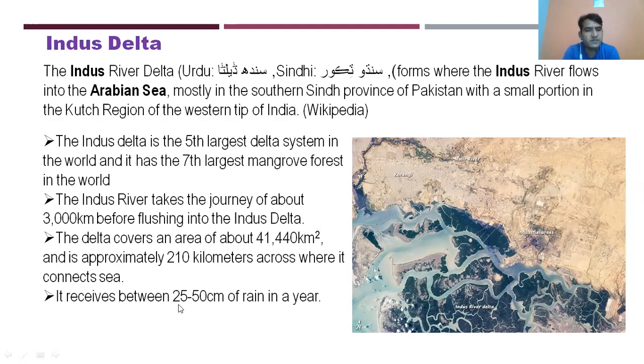So it receives between 25 to 50 centimeters of rain in a year. So the average rain in the Indus Delta is 25 to 50 centimeters.